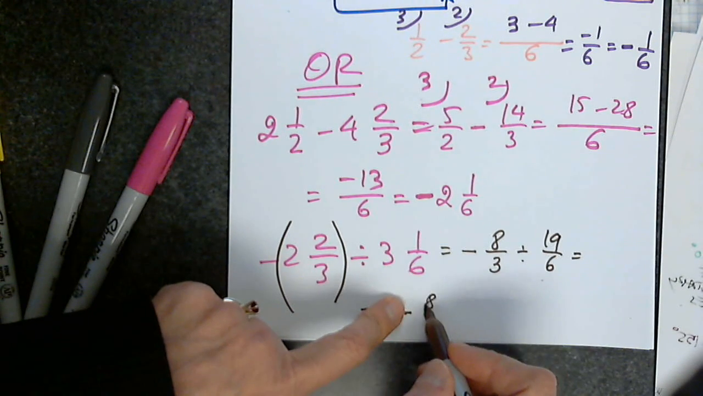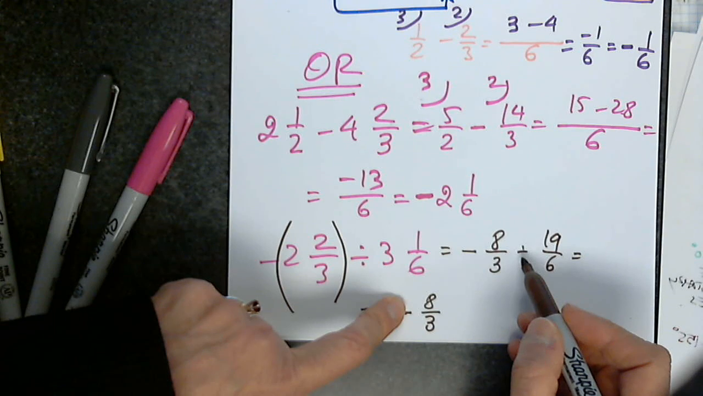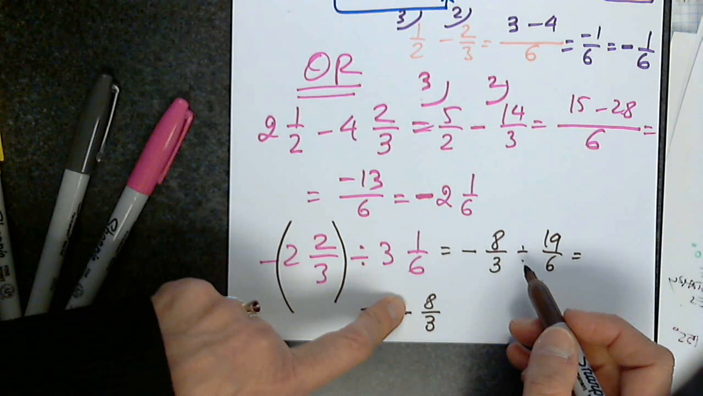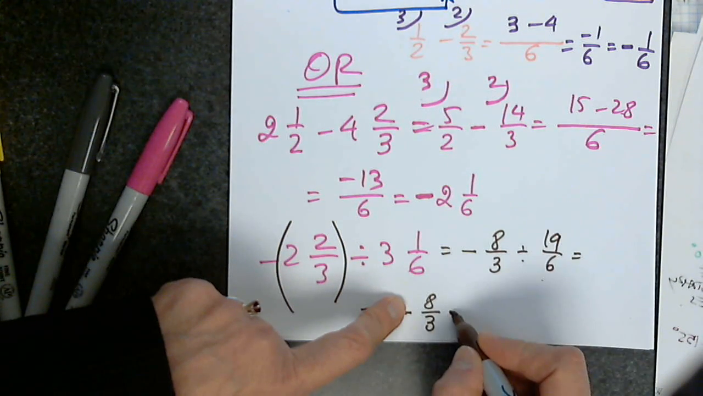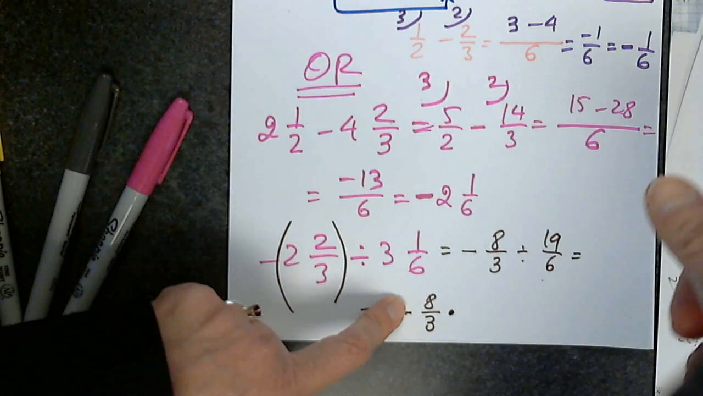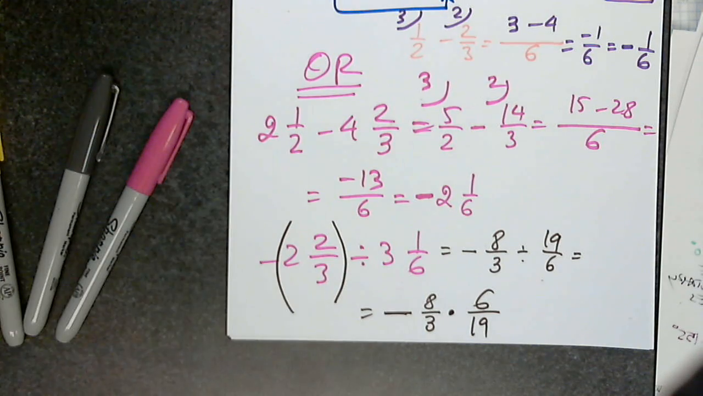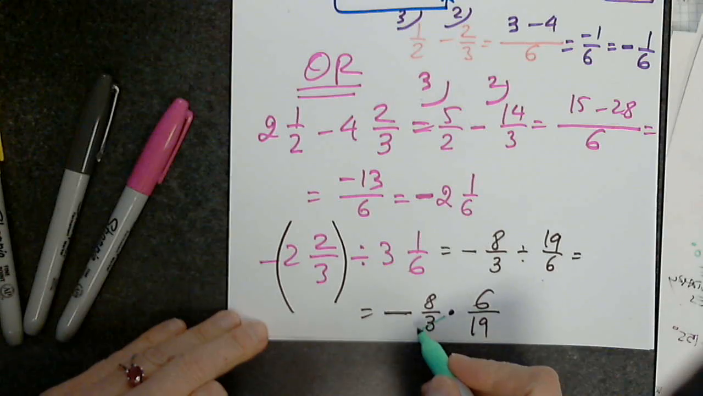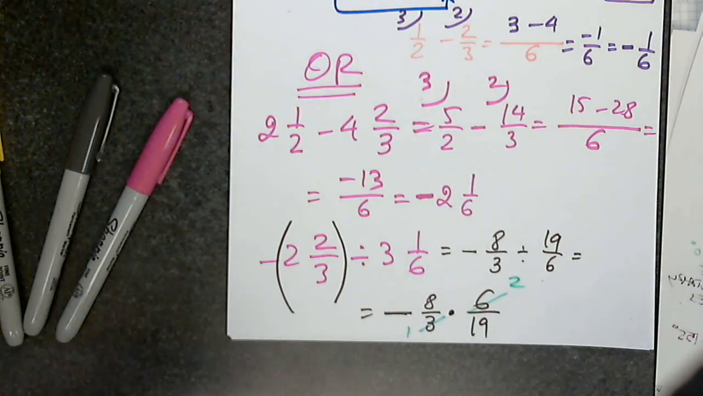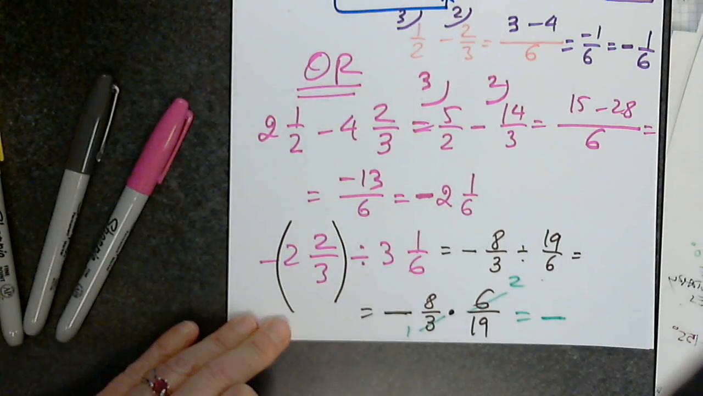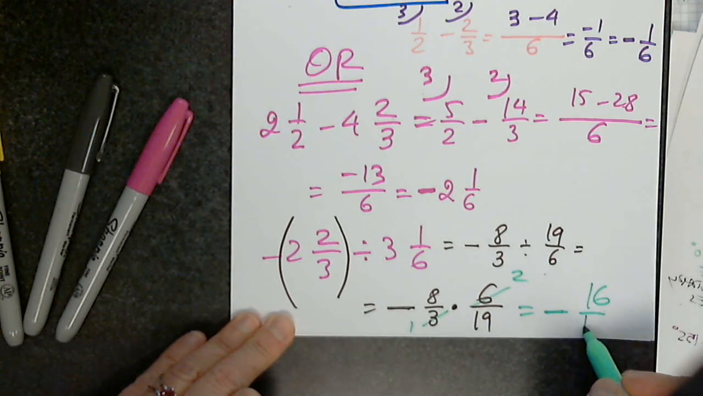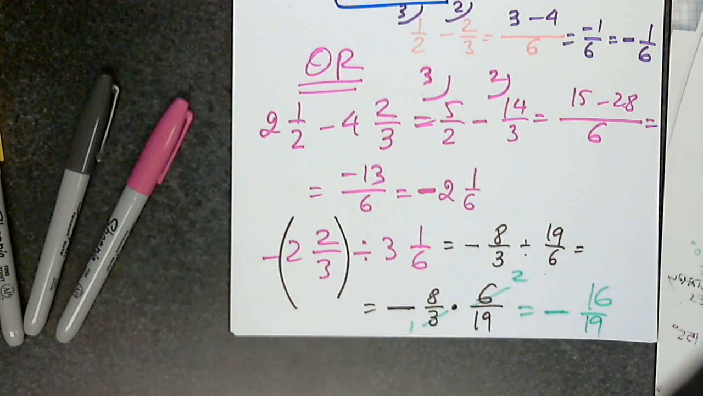8 over 3 stays as is, but the division of fractions requires us to change it into a product and flip the second fraction. At this point, I refuse to multiply as long as there are factors and I want to simplify. So I will simplify 3 and 6, 1 and 2, and now I will copy the negative symbol. 8 times 2, 16 divided by 19. And that's the final answer.